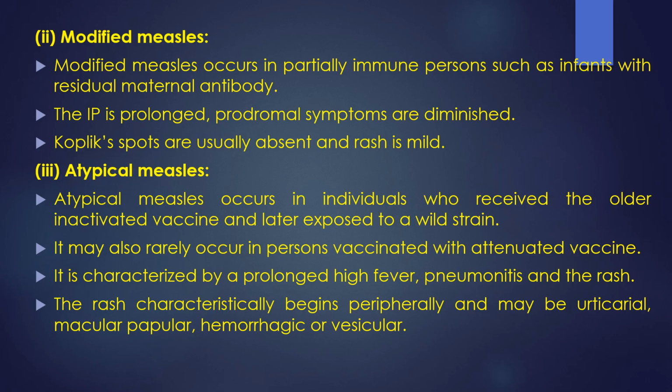The third condition is the atypical measles. Atypical measles occurs in individuals who received the older inactivated vaccine and were later exposed to a wild strain. It may also rarely occur in persons vaccinated with attenuated vaccine. It is characterized by a prolonged high fever, pneumonitis, and the rash. The rash characteristically begins peripherally and may be urticarial, macular, papular, hemorrhagic, or vesicular.